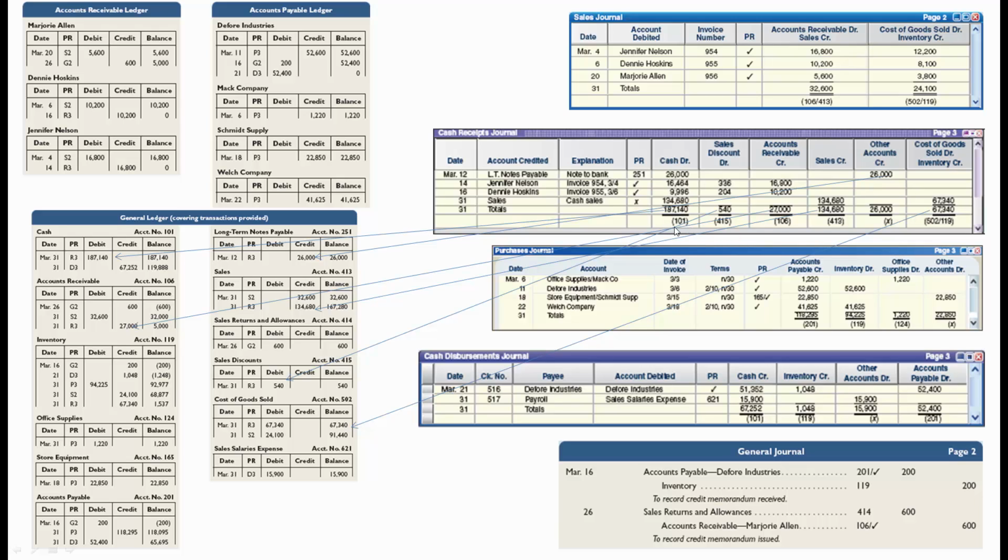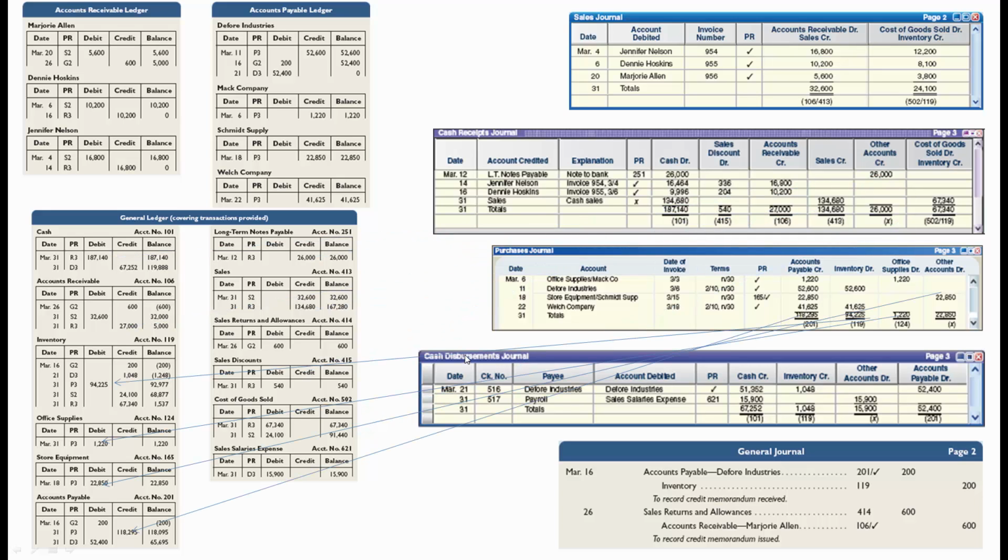And then at the bottom of the account, when we post the total amount to an account, then we use the account number. So cash is 101, sales discounts is 415, accounts receivable is 106, sales 413, the X for the cash sales, and then these are the two accounts for cost of goods sold and inventory. And I forgot to mention it here, but these are to the accounts. This is how you show that you posted it into the general ledger.